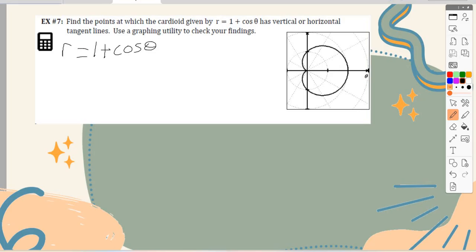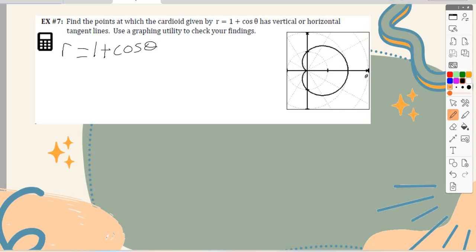But remember that tangent lines are dependent upon dx d theta and dy d theta. And so I need an x equation with thetas in it and a y equation with thetas in it. Agreed? Right now I don't have that. So I have to manipulate this so that I have both of those. Are we all with me there?